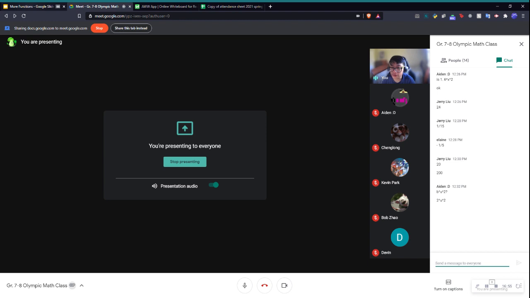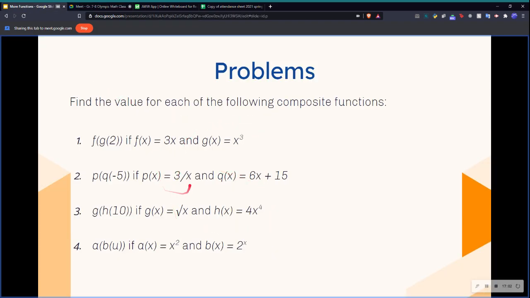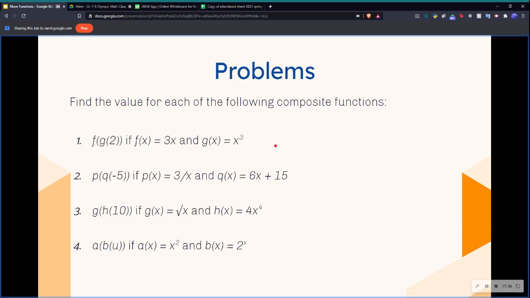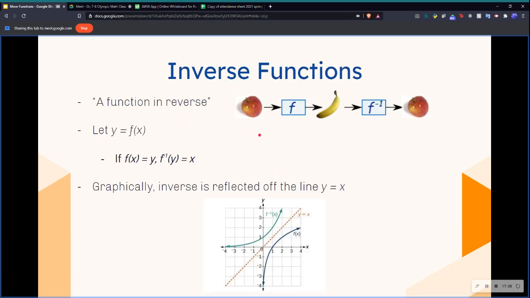Yeah, Aiden, it was 2 to the exponent 2u, not u squared. Yeah, you're close. All right, if no questions, let's move on.